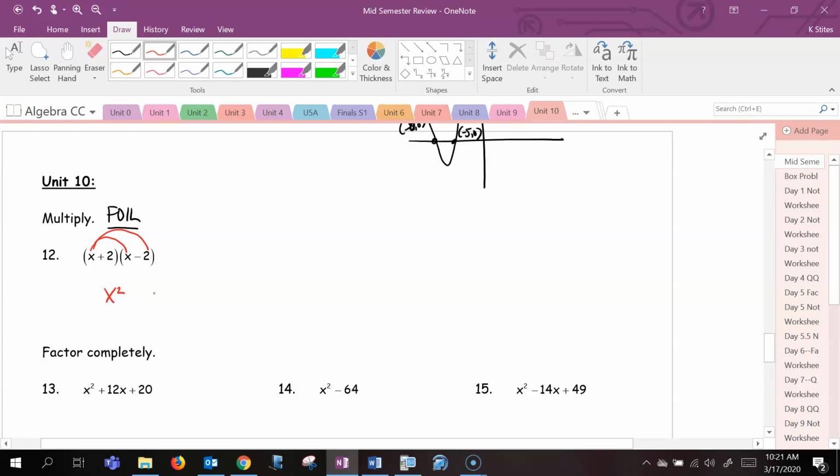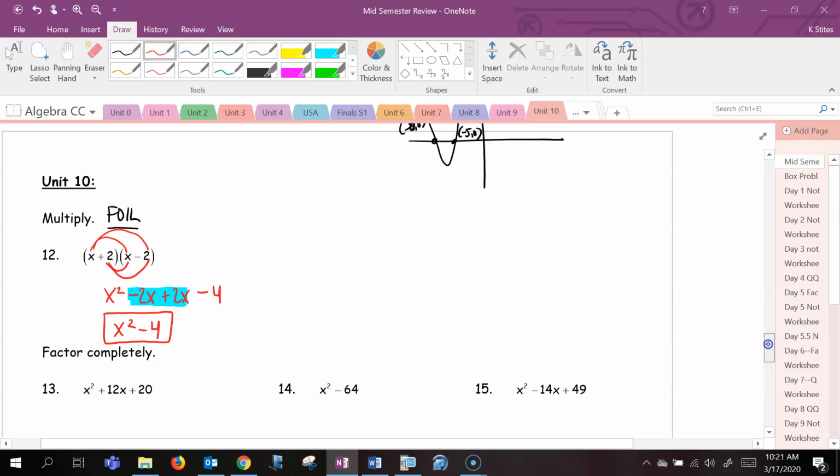Outer, x times negative 2, negative 2x. Inner, 2 times x. And last. Remember, you're multiplying. It's not 2 plus negative 2, it's 2 times negative 2. So that's negative 4. So the whole reason we could do first and last is you're going to notice your outer and inner here cancel. So it's really just x squared minus 4 is your answer.